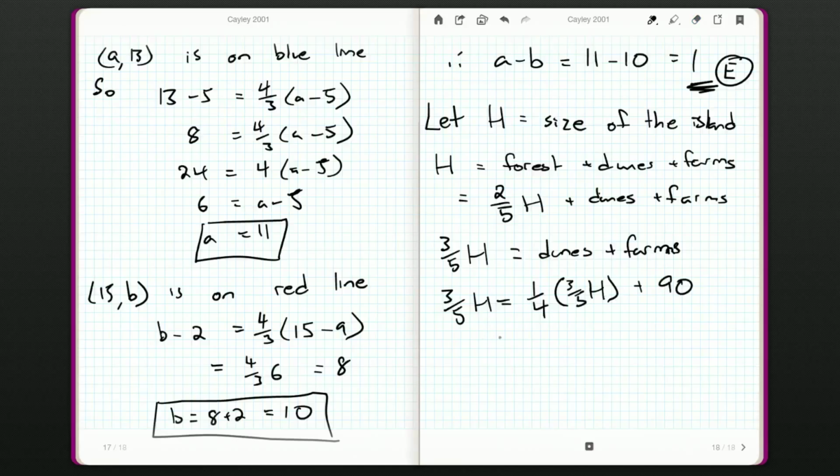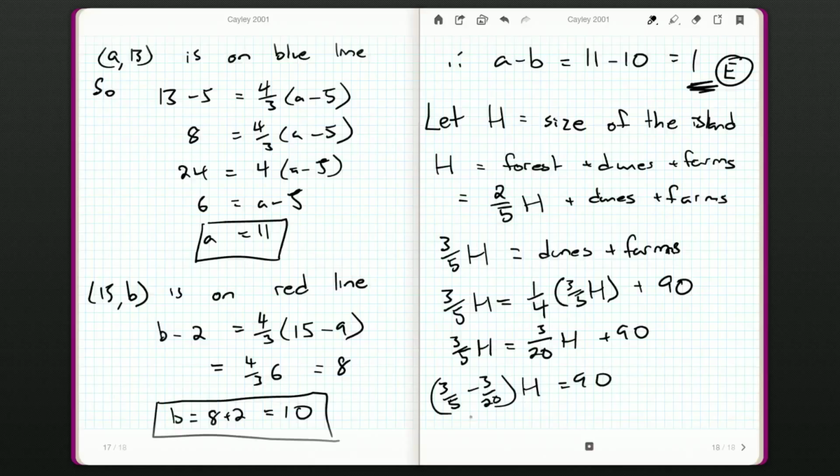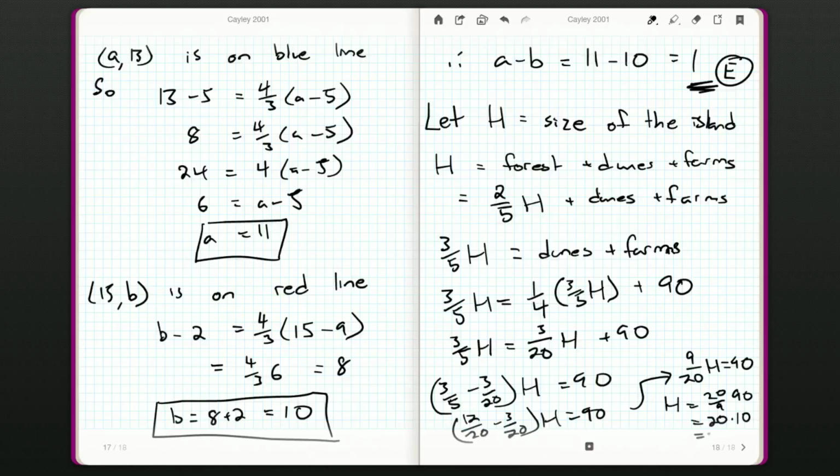Okay, and now we can start to try and work this out. So 3/5 h, and then we'll get 3/20 h plus 90. We can bring the 3/20 over to the other side. We'll get 3/5 minus 3/20 h equals 90. Let's get a common denominator. So that's 12 over 20 minus 3 over 20, h is equal to 90. And that'll be 9 over 20 h is equal to 90. So h is 20 over 9 times 90. And that's going to be 20 times 10, 200.